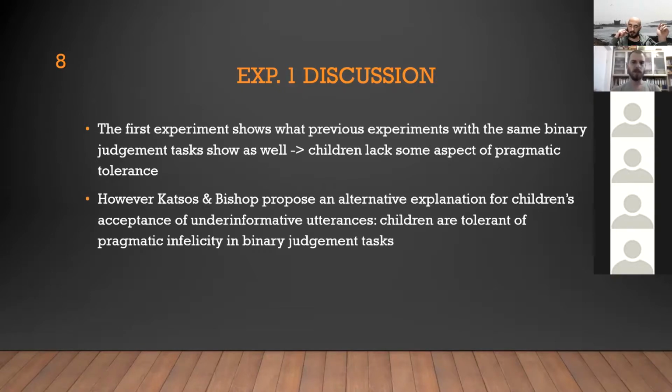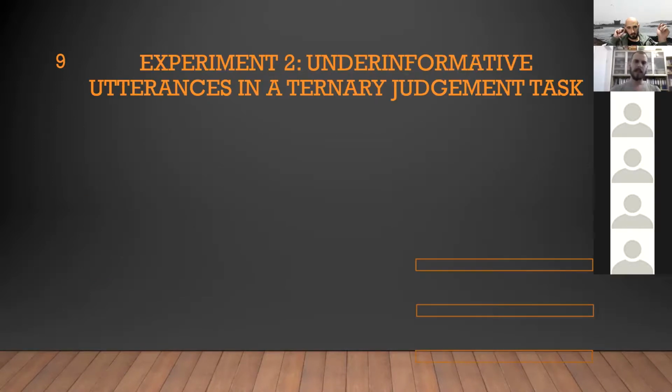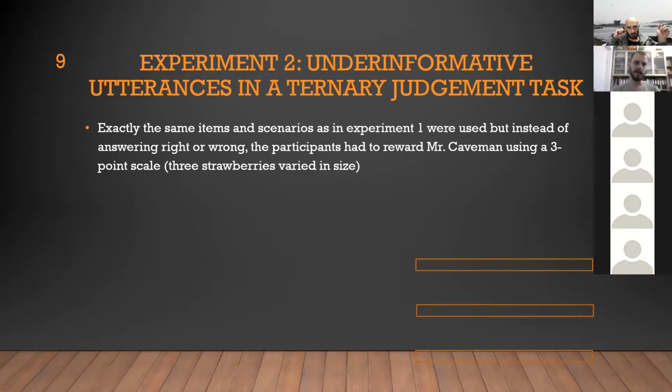However, Katsos and Bishop propose an alternative explanation for children's acceptance of underinformative utterances. They say that children are tolerant of pragmatic infelicity in binary judgment tasks, and they therefore developed a ternary judgment task, which is experiment 2. In experiment 2, they used exactly the same items and scenarios as in experiment 1, but instead of answering right or wrong, the participants had to reward Mr. Caveman using a 3-point scale, which were strawberries that differed in size.